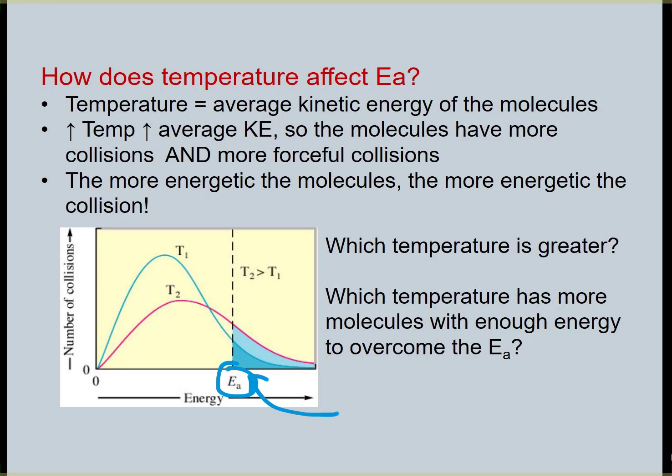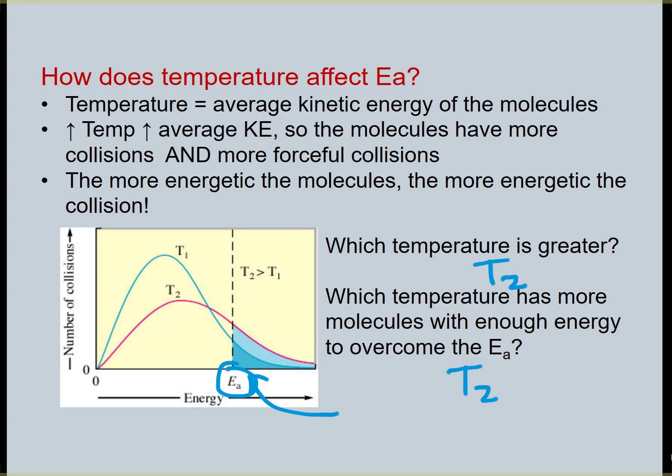And reading this chart, below the curve I would have the same number of molecules. And you see with an increase in temperature, that curve flattens out a little bit. And you end up getting more molecules over that activation energy. So which temperature is greater? So this would be my second temperature. Which temperature has more molecules with enough energy to overcome the activation energy? That would be the second temperature.